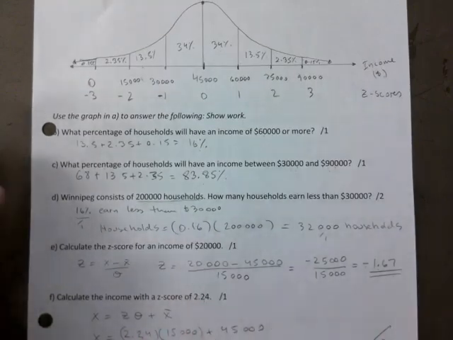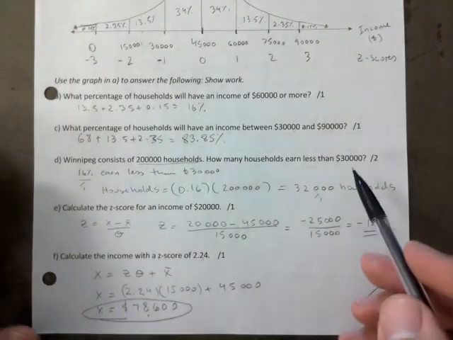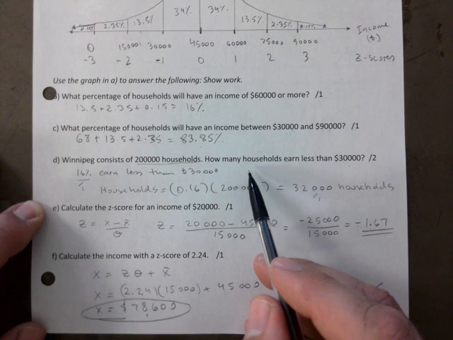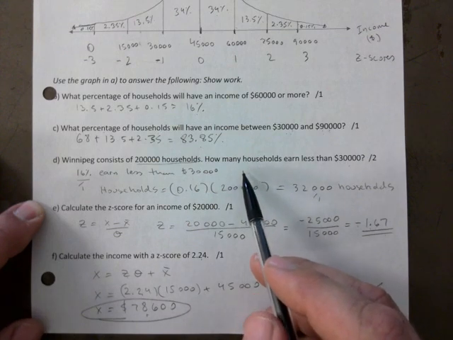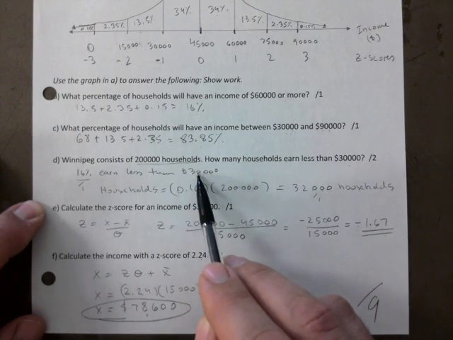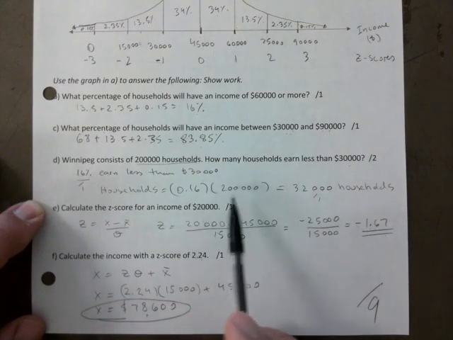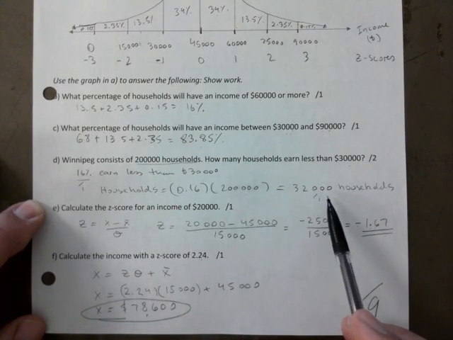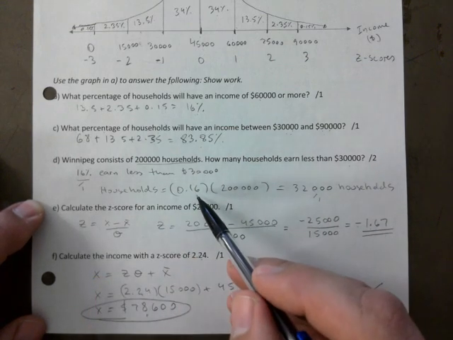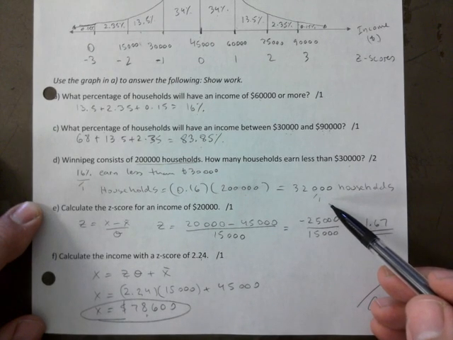Winnipeg consists of 200,000 households. How many households earn less than 30,000? So now it's how many, not what's the likelihood, what's the proportion or percentage. So 16% earn less than 30,000. That's based on my graph. So you just go 0.16 times 200,000. So it's 32,000 households. So you get 1 mark for having the 16% somewhere, and another mark for coming up with the 32,000 households.